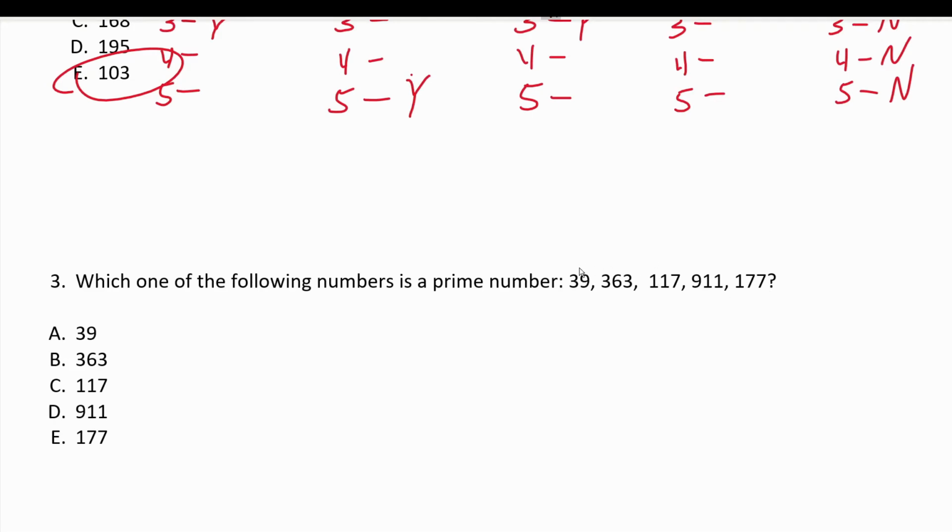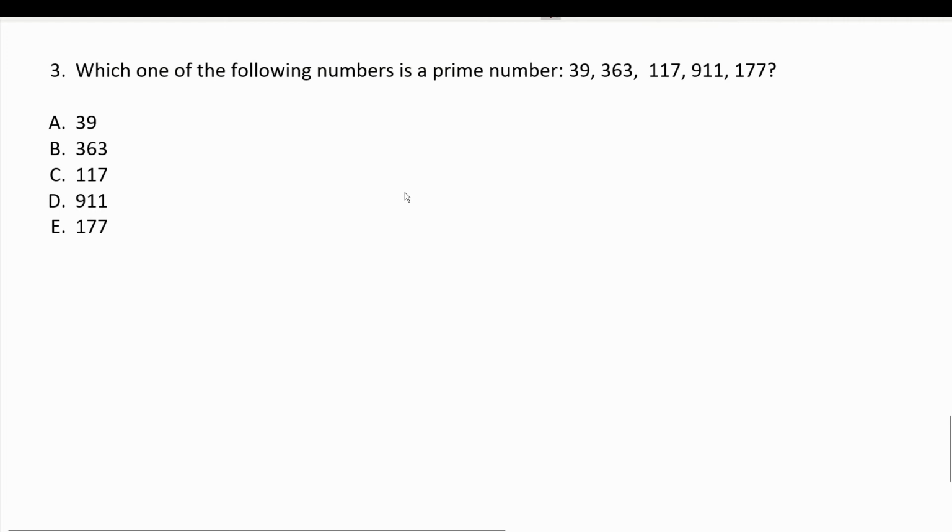All right, let's look at this final problem and then we'll be done for the day. Again, it says, which of the following numbers is a prime number? We have 39, 363, 117, 911, and 177. And all of these numbers are a little bit unusual, so I'm going to run my divisibility checks in order this time. We have 39, and we want to check to see if that's divisible by 2, 3, 4, or 5.